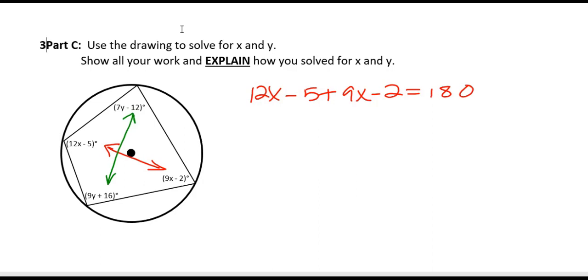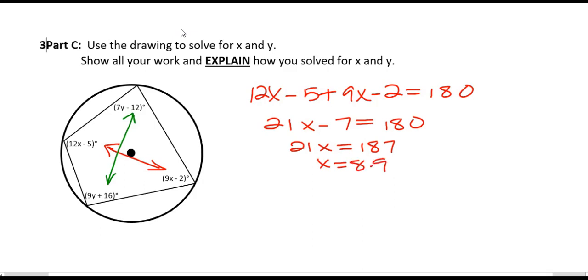And then I'm going to get 21x minus 7 equals 180. Going to add the 7 to both sides, so that's 21x equals 187. So x is equal to 8.9. Then we're going to do our y.